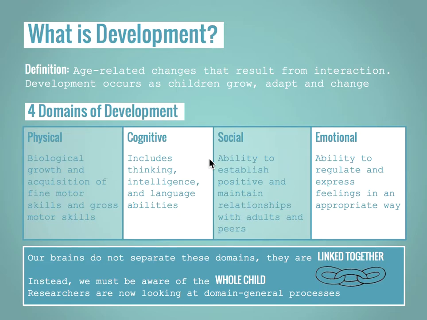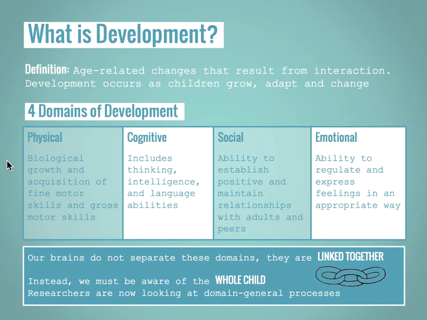What is development? The definition of development is age-related changes that result from interactions. Development occurs as children grow, adapt, and change in 4 domains. These 4 domains are listed below. They are physical development, cognitive development, social development, and emotional development. And you can read through those definitions on your own.